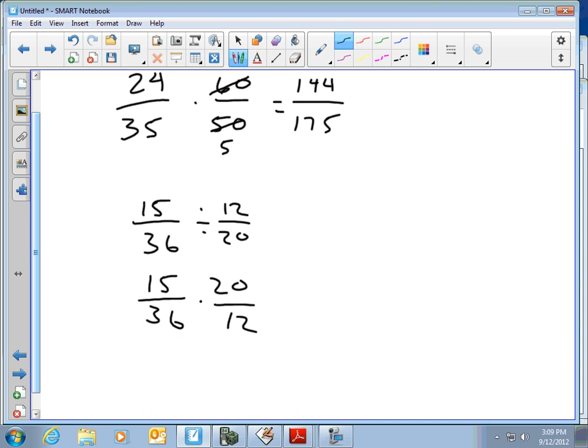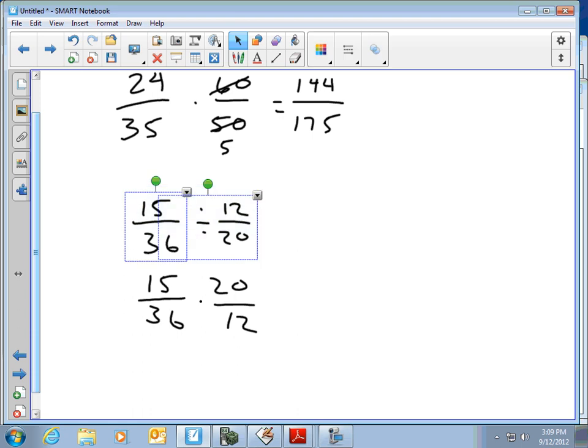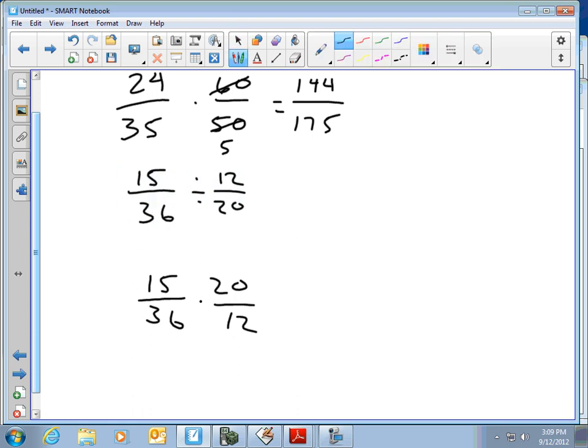Now, multiply the same way we just got done doing. I would cross simplify or vertically simplify. What goes into 15 and 36? What goes into 15 and 36 is 3. 3 goes into 15 5 times. 3 goes into 36 12 times. What goes into 12 and 20? 12 and 20, 4 goes into there 3 times. 4 goes into there 5 times. We're done. Nothing else goes into those, and I get 25 over 36. When you divide by a fraction, you multiply by the reciprocal.